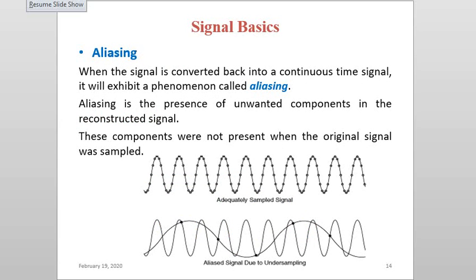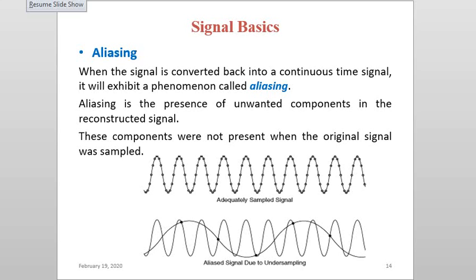Now the part which is aliasing. When the signal is converted back into a continuous time signal from the discrete time signal, the phenomenon is known as aliasing. Aliasing is the presence of unwanted components in the reconstructed signal. Those components were not present when the original signal was sampled.